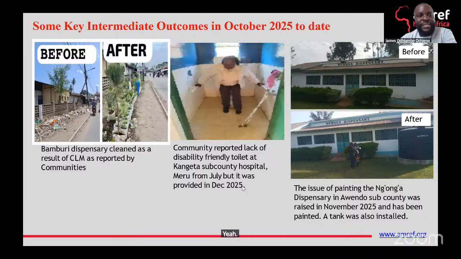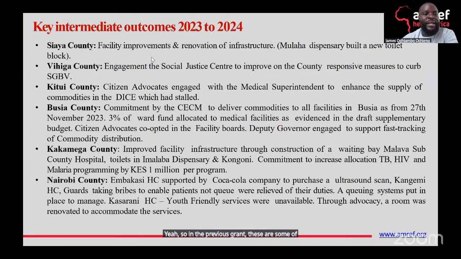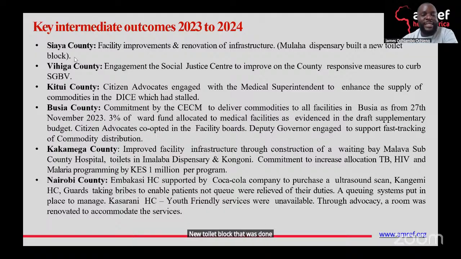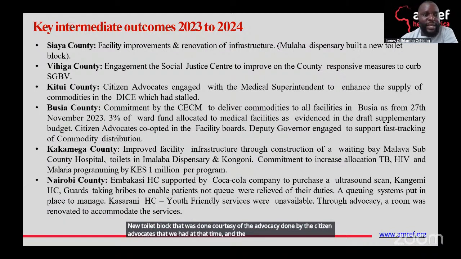So in the previous grant, these are some of the outcomes that we had. We had facility improvement and renovation of infrastructure. We had a case in Siaya where in this particular dispensary, Mulaha, we had a new toilet block that was done courtesy of the advocacy done by the citizen advocates that we had at that time and the peer monitors. And in Vihiga, we also had the engagement between the peer monitors and the community, which led to coming up with the Social Justice Center to improve responsiveness.